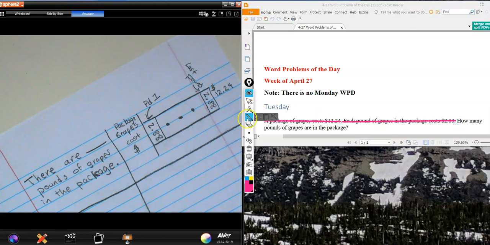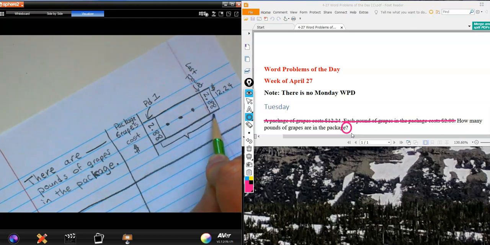I still have my final sentence, where it asks how many pounds of grapes are in the package. What I'll do is look at that question mark. The question mark is really the total number of pounds here. Between pound 1 and the last pound, how many total pounds are there? So we want total pounds.